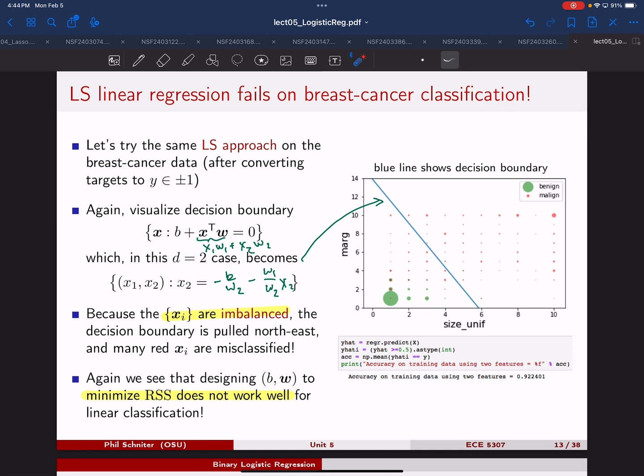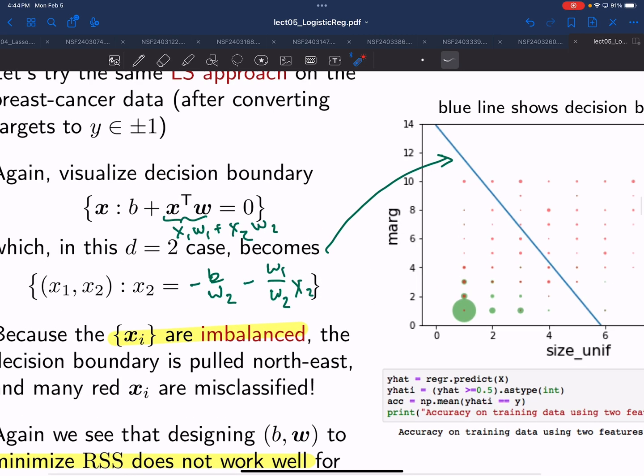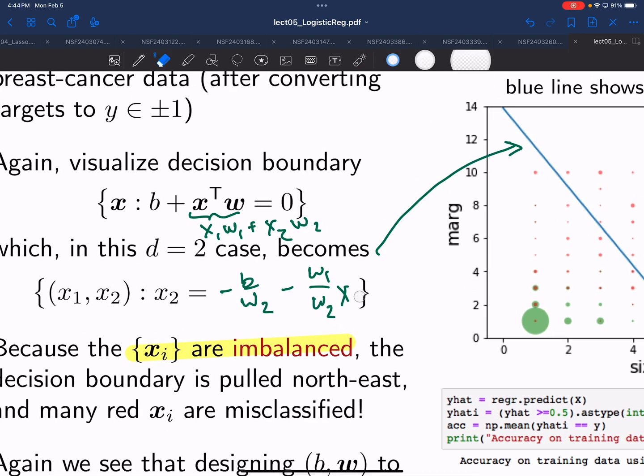Okay, so yes. Should that be an x1 there? Oh, yes, sorry, that should be an x1, thank you. X1 there.